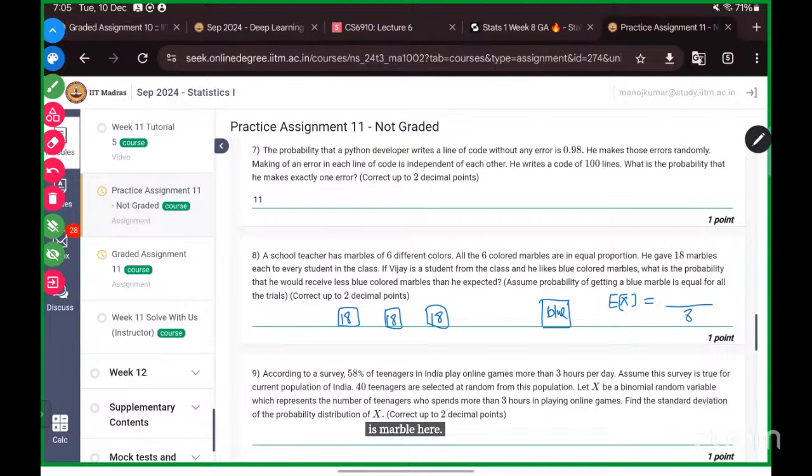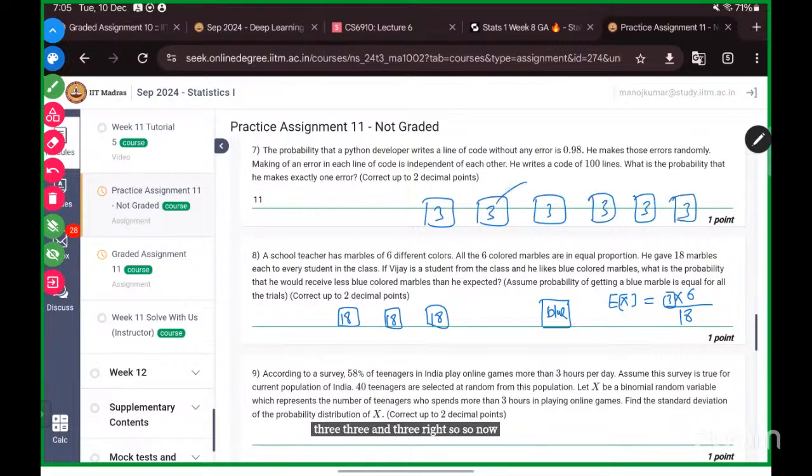So 18 are there, and all six colors are in equal proportion. So 18 divided among 6 colors, 3 into 6 is 18. So the first color should be 3, another should be 3, and so on, 3, 3, 3, 3, and 3. Now he got fewer than 3 of any one, let's say this blue one. So he got blue as less than 3. That's what we want to find the probability of.